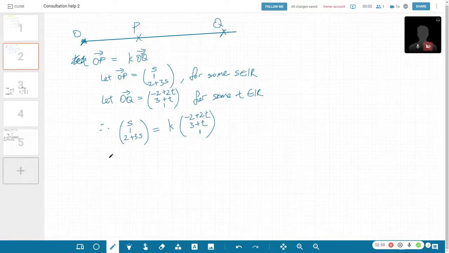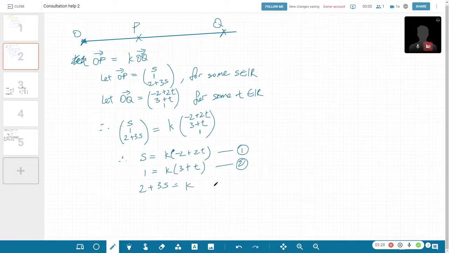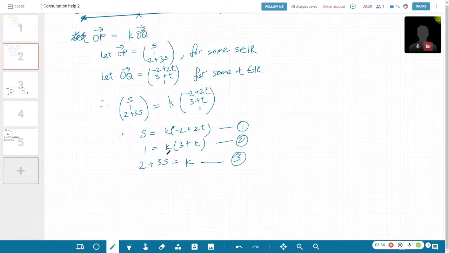Therefore we get S equals K of minus 2 plus 2t, equation 1. Maybe I don't expand the K. We have 1 equals K of 3 plus t, equation 2. And we have 2 plus 3S equals K, equation 3. So three equations, three unknowns. Now, because of the multiplication, you have no choice, you have to solve manually.